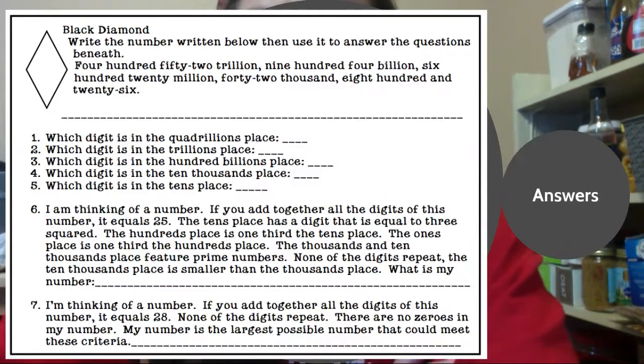Number 6, I am thinking of a number. I love these kinds of problems because they feel more like a puzzle than like actually doing hard math, even though it is really difficult and even though it is math. If you add together all the digits of this number, it equals 25.